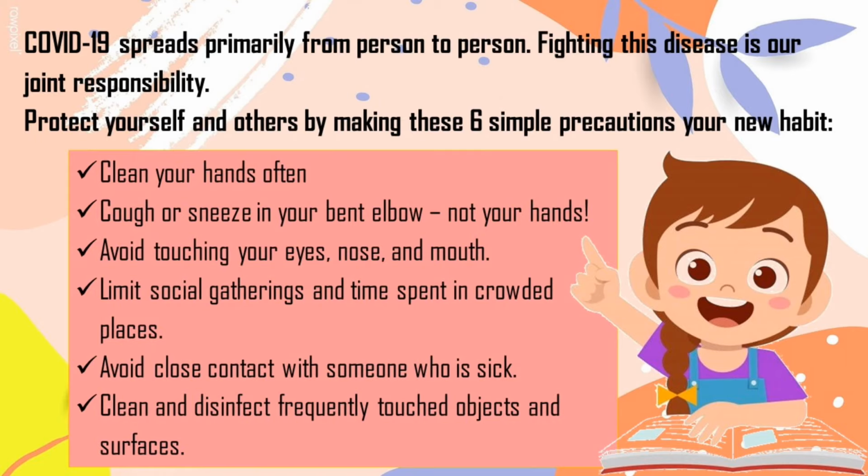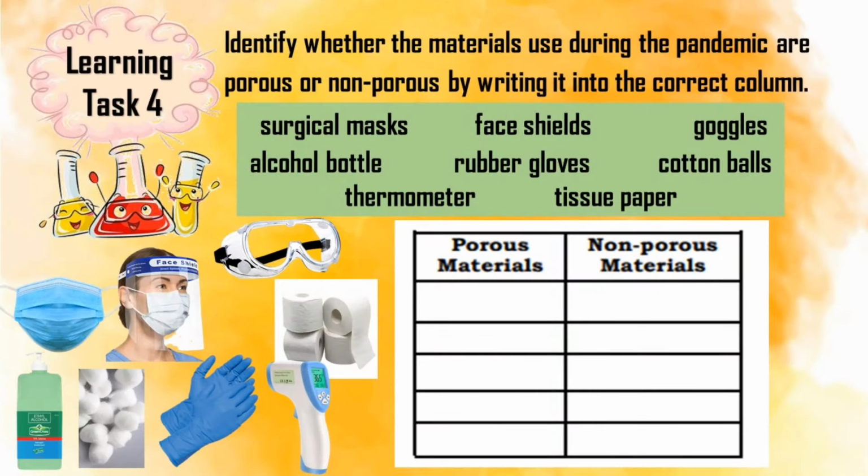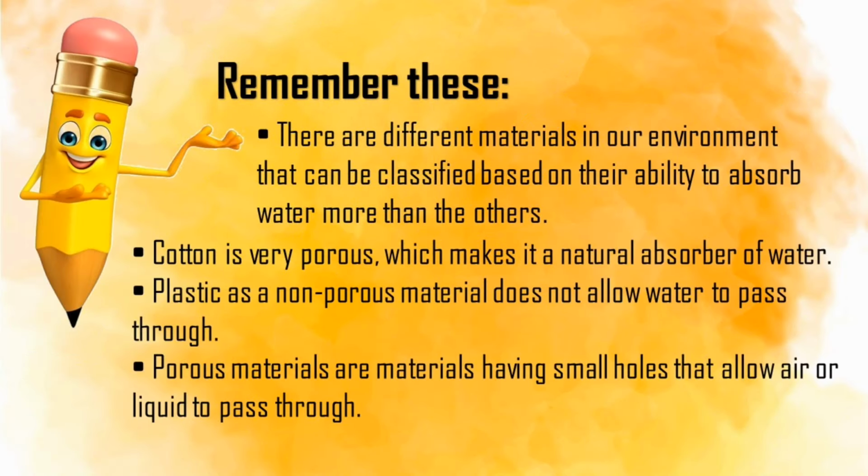COVID-19 spreads primarily from person to person. Fighting this disease is our joint responsibility. Protect yourself and others by making these 6 simple precautions your new habit. Learning task number 4. Identify whether the materials used during the pandemic are porous or non-porous by writing it into the correct column. Wow, kids!